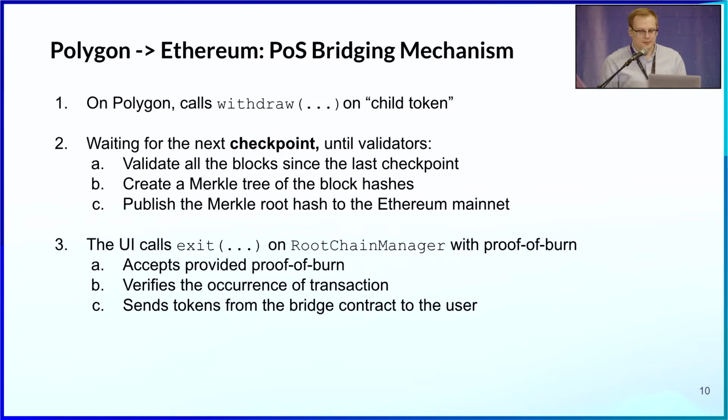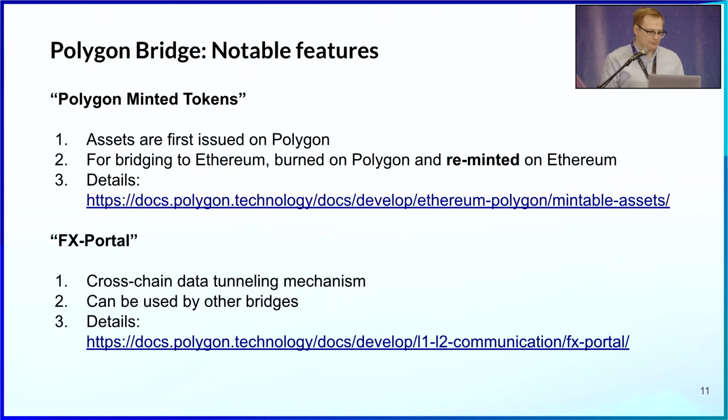we call some withdraw function. We wait for some checkpoint. This checkpoint allows some time to pass, for some validators to compute some block hashes to make a Merkle proof that says, yeah, we actually did do this burn on the Polygon network. And then eventually we can call exit on the Ethereum mainnet, accept this proof of burn that the validators have created, verify that we in fact did that, and then get our tokens back.